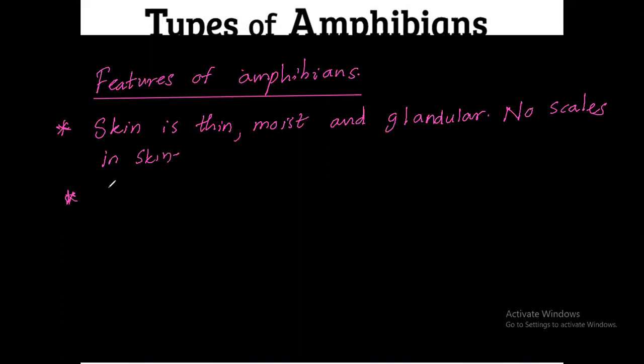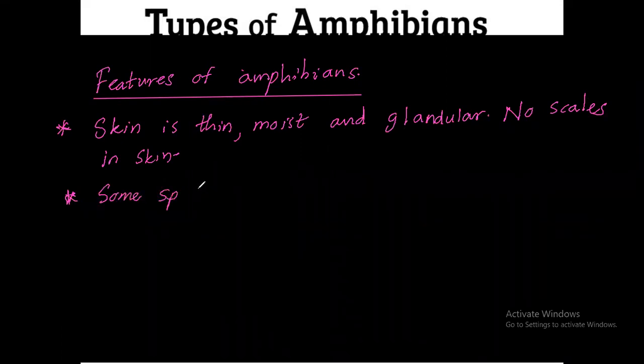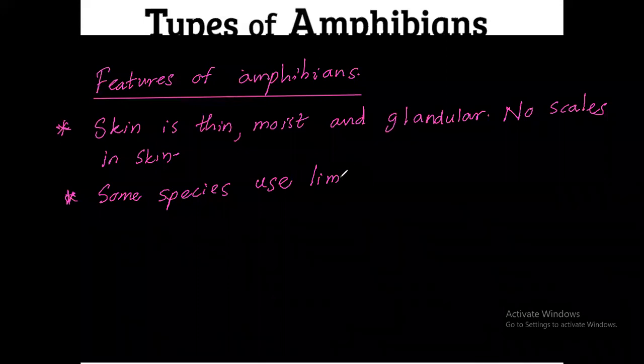Some species use limbs for locomotion. What is the meaning of locomotion? Moving from one place to another place is called locomotion. You can see the frog also using its limbs, right? Only the Ichthyophis is not using limbs. It doesn't have limbs.